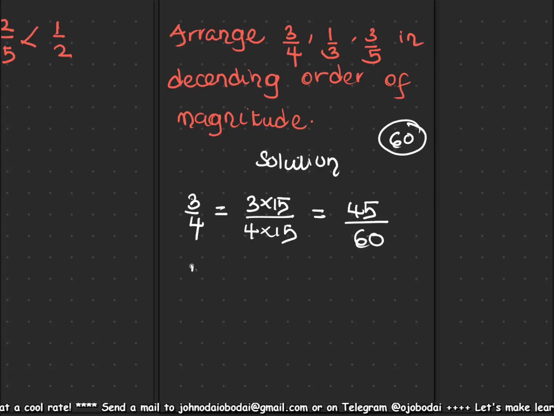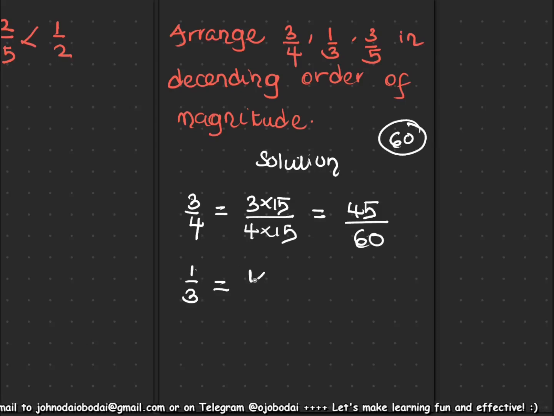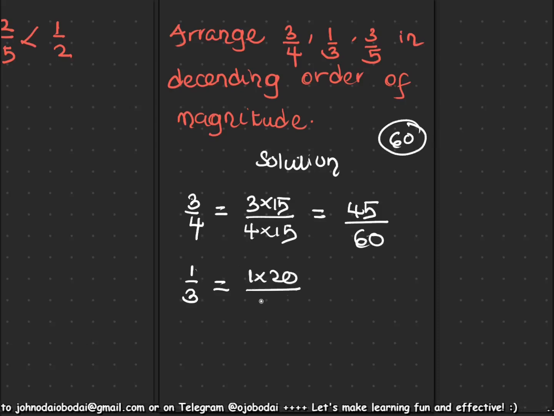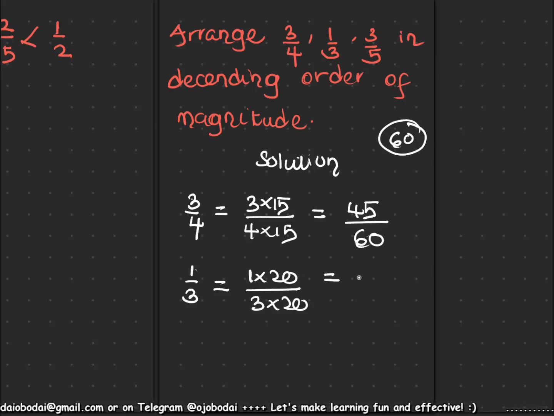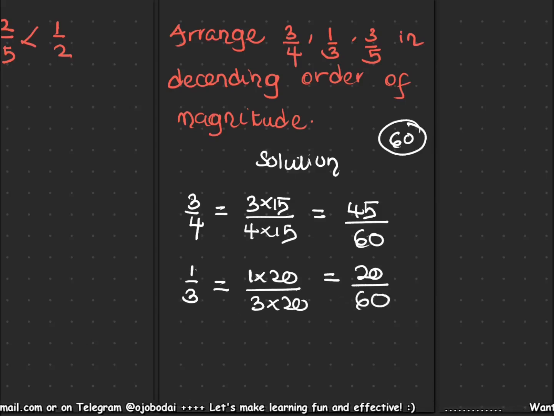Then we'll go to the next fraction, 1 over 3. Remember, our LCM is 60. So this time around, we divide again by 3. 60 divided by 3 gives us 20. So you multiply the numerator by this 20 and the denominator also by 20. 1 times 20 gives us 20, and 3 times 20 gives us 60.